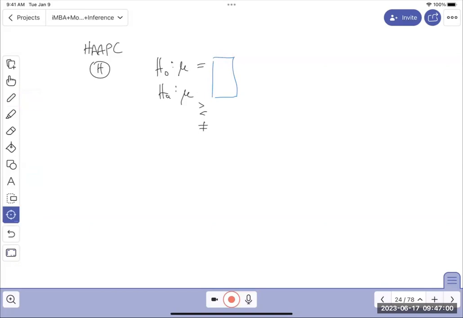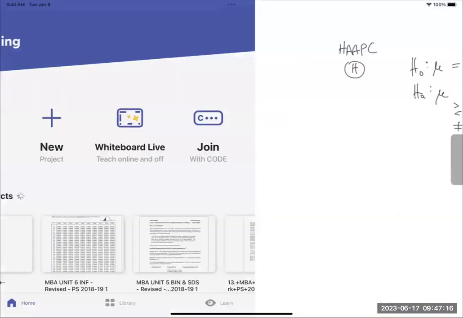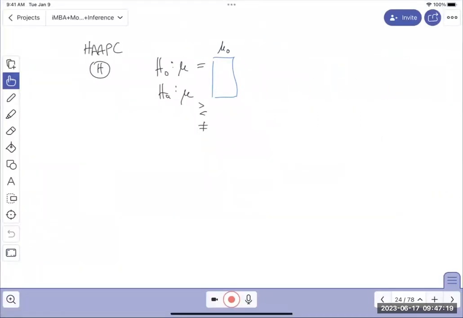So in this problem, what is the number that I put here? Before we used a P, now we're using the true mean, or mu. What was the number that I put in the blue box? 128, the average. So the hypothesized mean is 128.